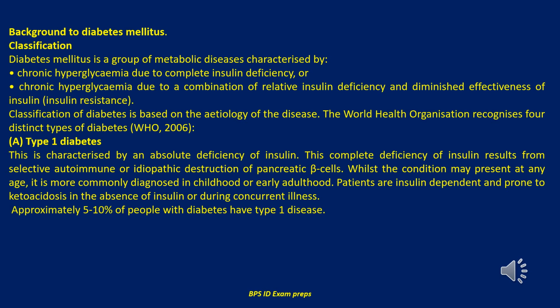Let's begin with type 1 diabetes mellitus. This is characterized by an absolute deficiency of insulin. This complete deficiency of insulin results from selective autoimmune or idiopathic destruction of pancreatic beta cells. Whilst the condition may present at any age, it is more commonly diagnosed in childhood or early adulthood. Patients are insulin dependent and prone to ketoacidosis in the absence of insulin or during concurrent illness. Approximately 5 to 10% of people with diabetes have type 1 disease.